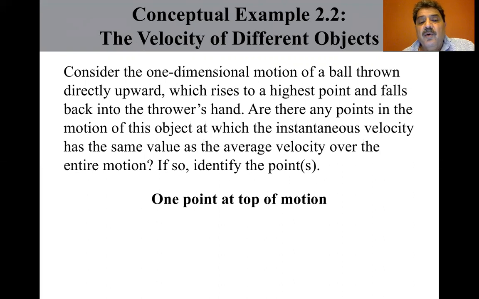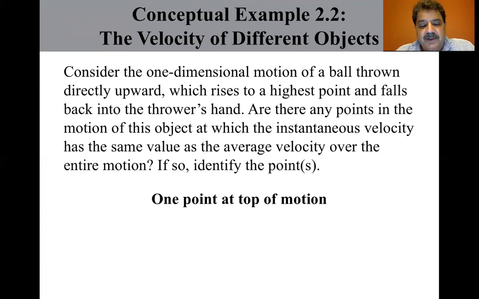It's at one point, at the top of the motion, when the velocity actually becomes zero. The average velocity for the thrown ball is zero because the ball returns to the starting point. Therefore, its displacement is zero. There is one point at which the instantaneous velocity is zero, at the top of the motion.